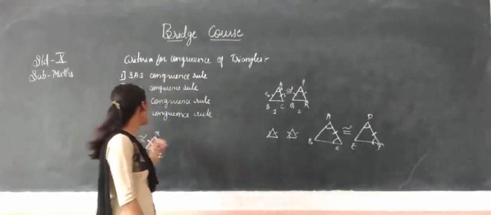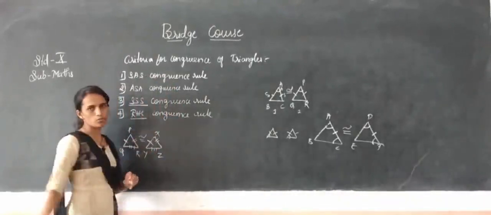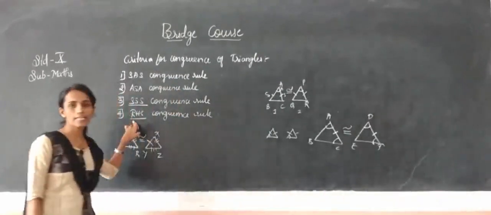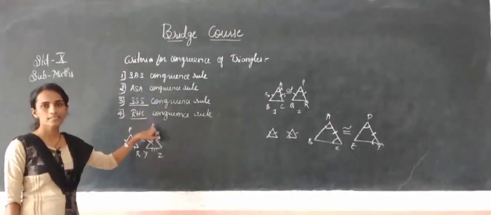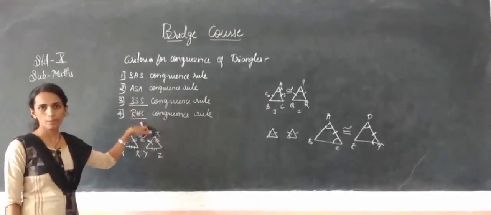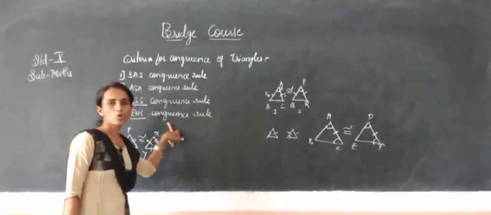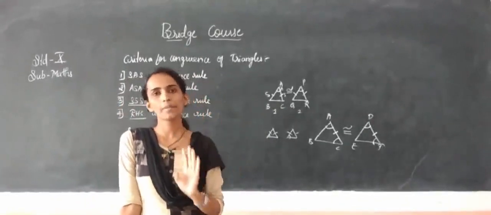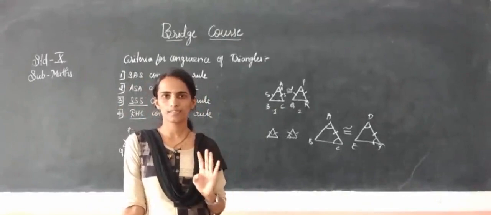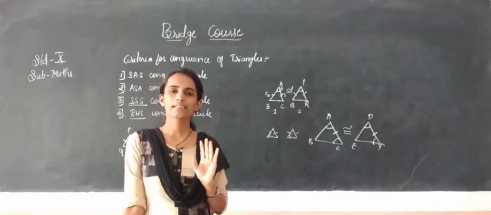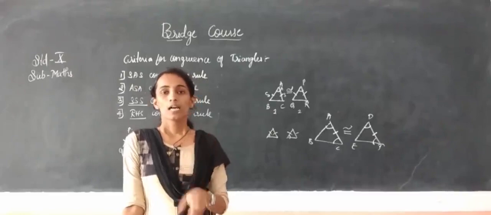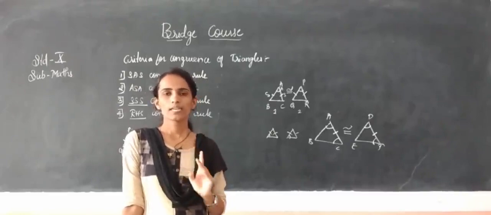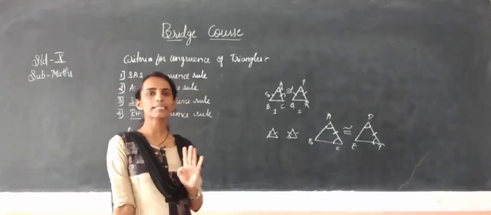So the next and last one is the RHS congruency rule. RHS means right angle, hypotenuse, side. The RHS congruency rule is only applicable for right angle triangles. A right angle triangle means the triangle must have one angle of 90 degrees. That triangle we call a right angle triangle.